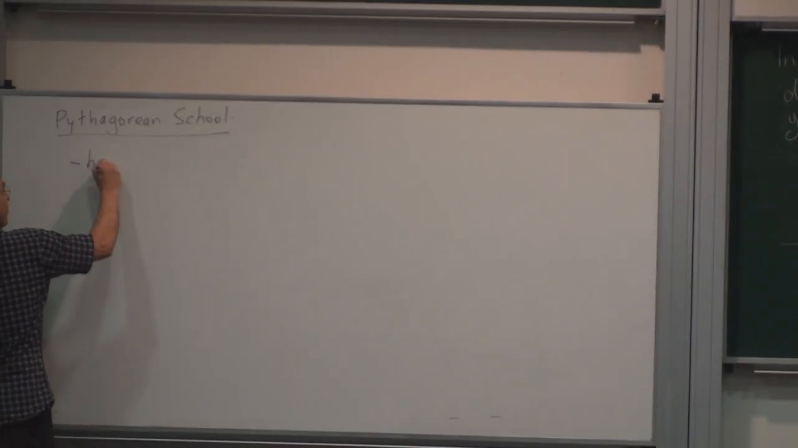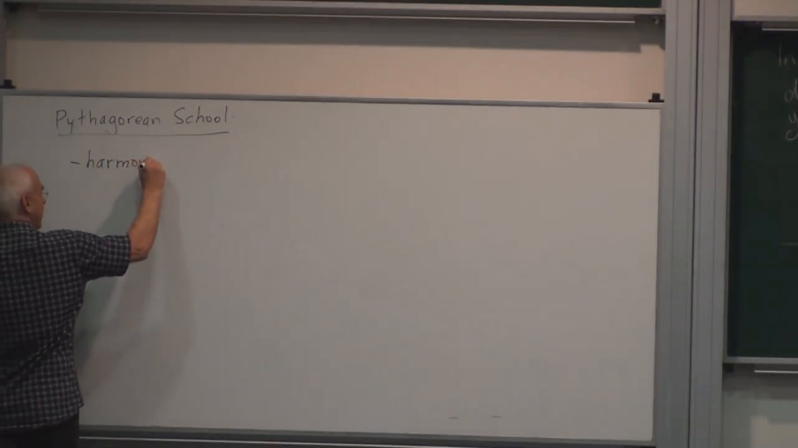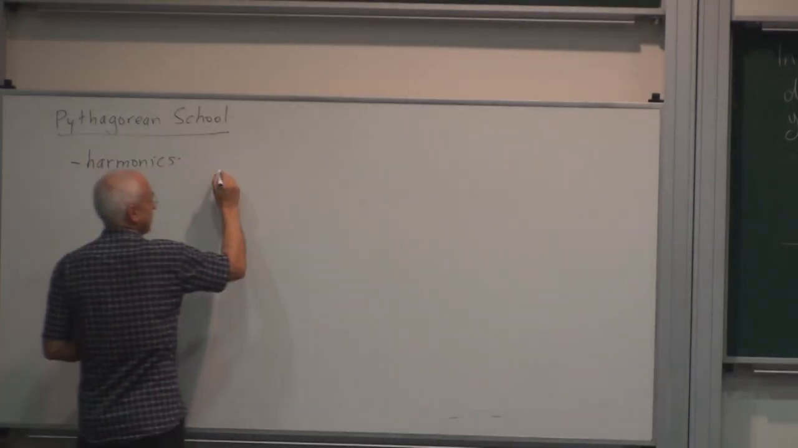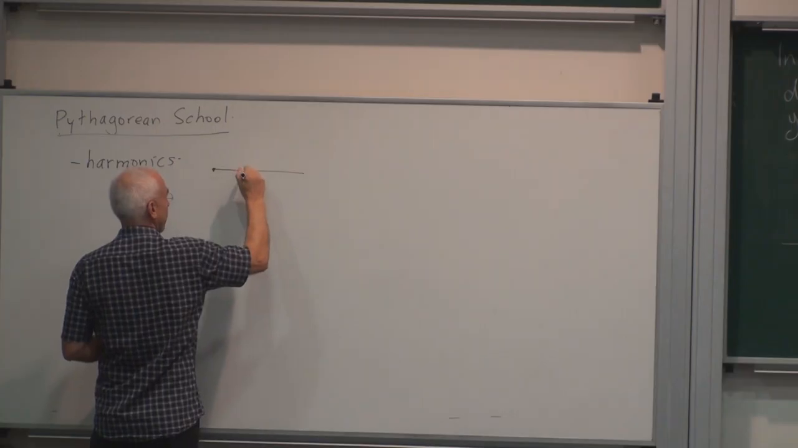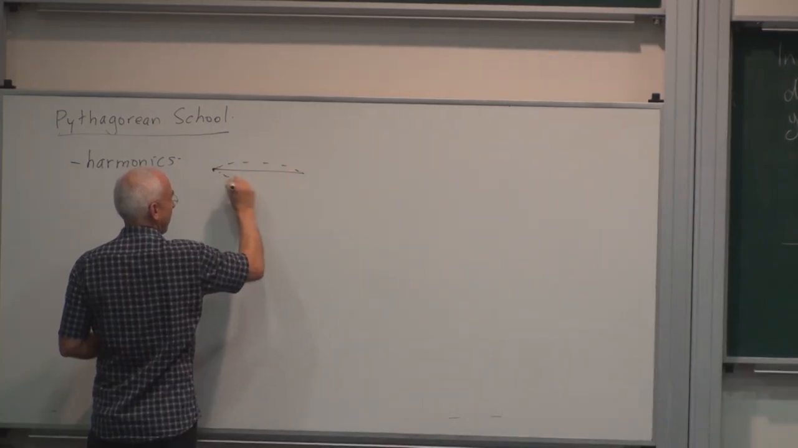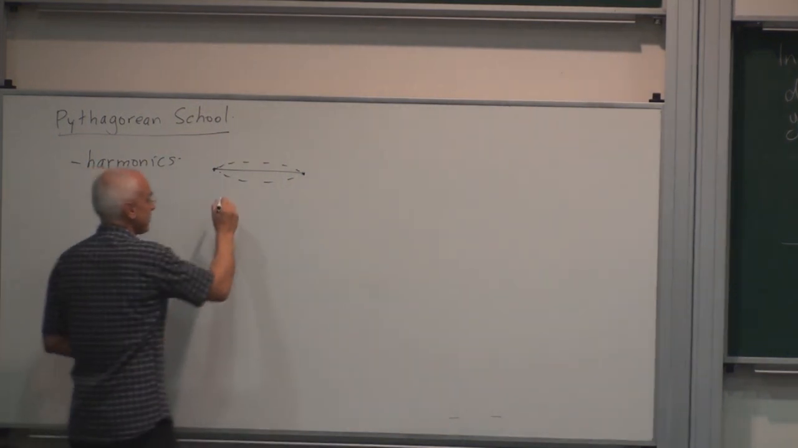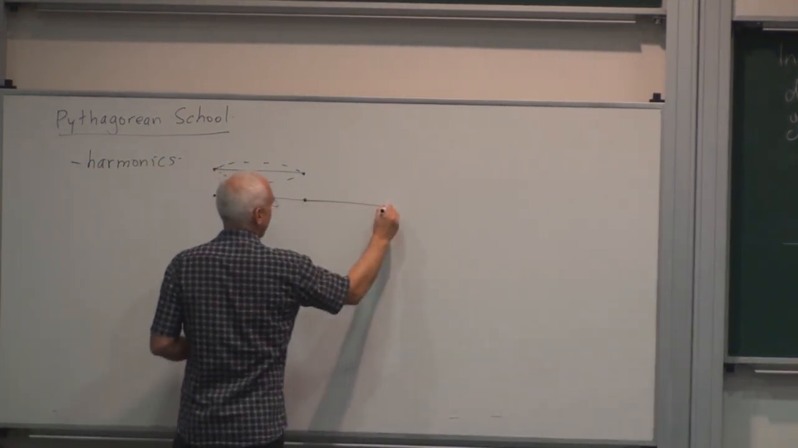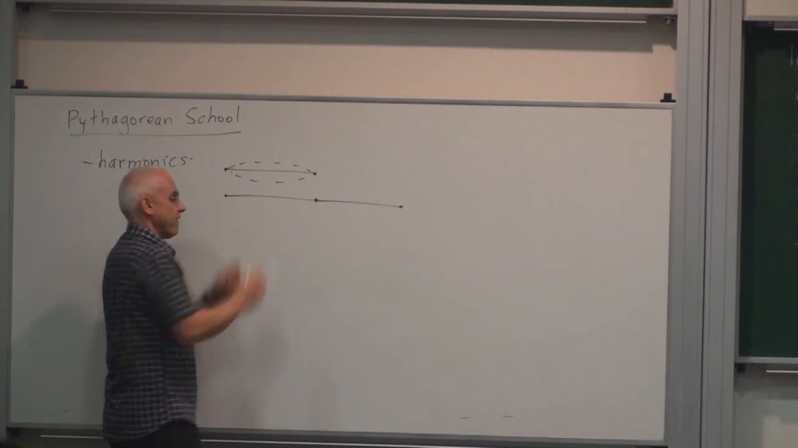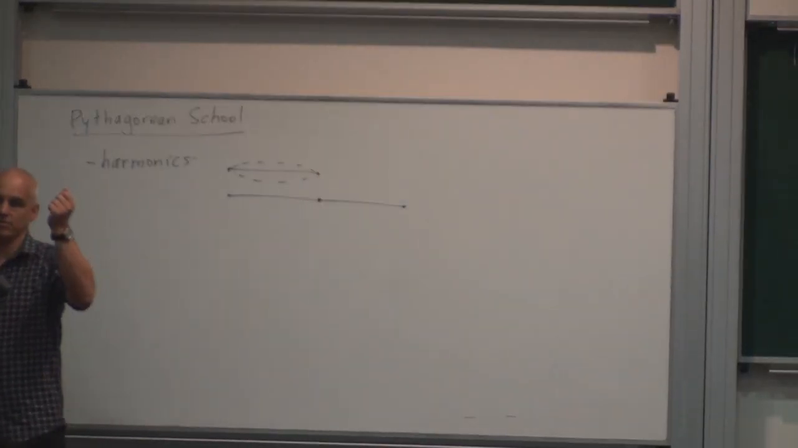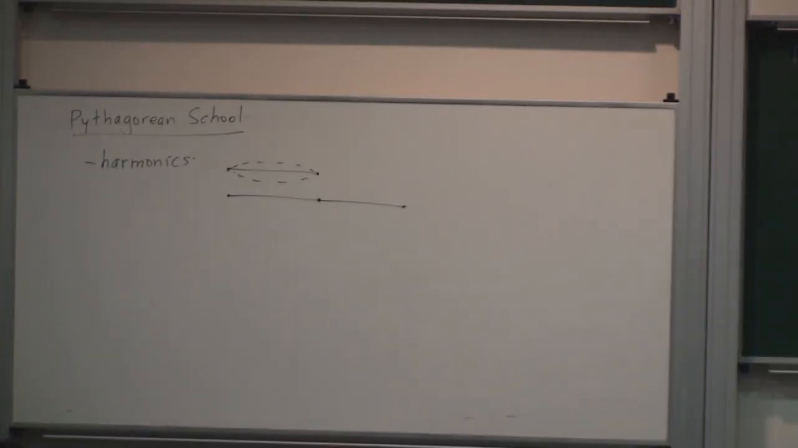Okay? So they had a theory of harmonics. If you take a vibrating string, like a guitar string, and you double it, or you halve it, then you go up an octave. Do, do, do, do. Right? If you halve it, you go up an octave.